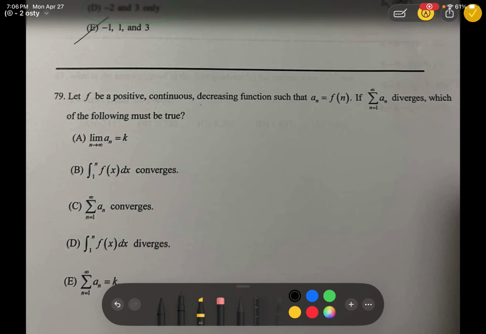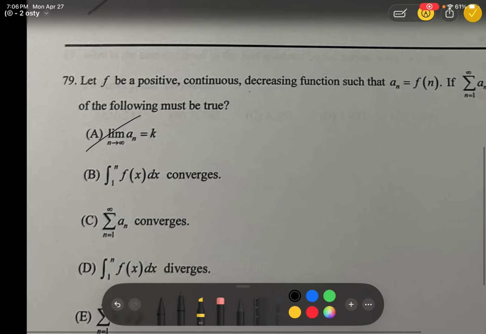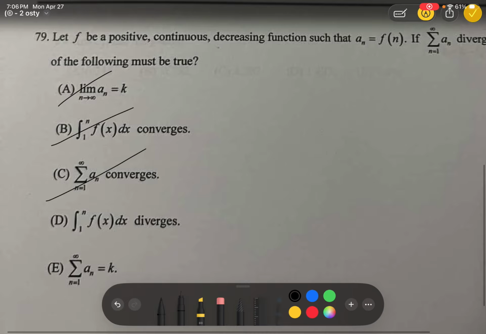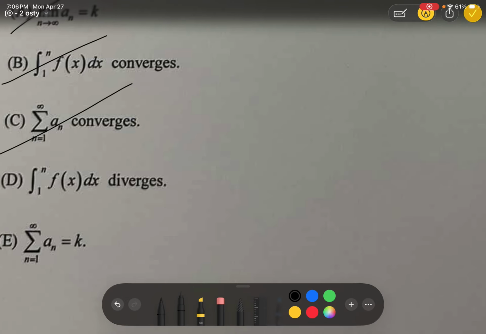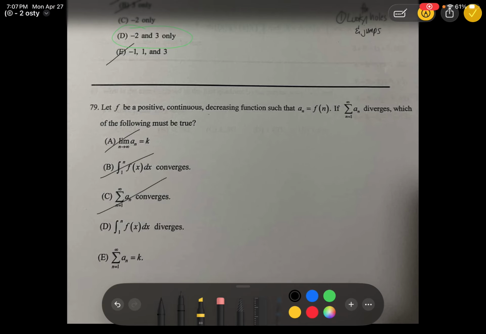79. Let f be a positive, continuous, decreasing function such that a of n equals f of n. If the series from 1 to infinity of a of n diverges, which of the following must be true? If you want to look for something that diverges, it should go to multiple numbers. K is going to be a constant, and it's not going to be infinity. So this is not going to be true. This function is diverging, so f of x should be diverging. Also anything that has converge in it, let's mark that down because it's the opposite.